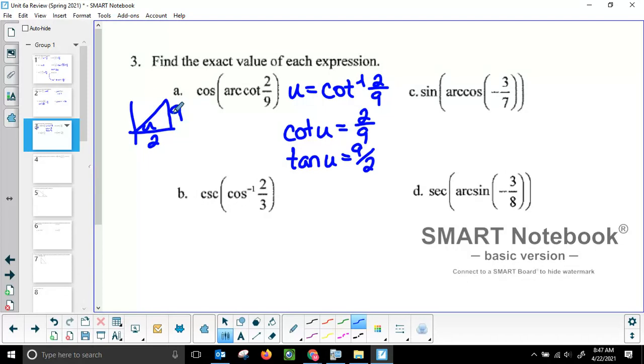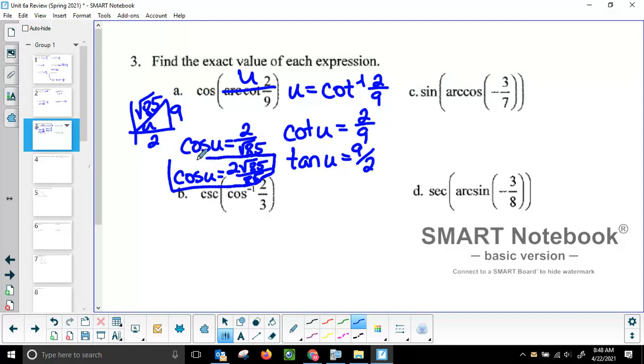So in this case, we have a squared plus b squared equals c squared, so this will end up being the square root of 85. Now we let all of this stuff equal u, so really all we're looking for here is the cosine of u. Cosine, according to SOHCAHTOA, is adjacent over hypotenuse. So this will be 2 over root 85, which we have to rationalize. That would be 2 root 85 over 85, and that is our final answer.